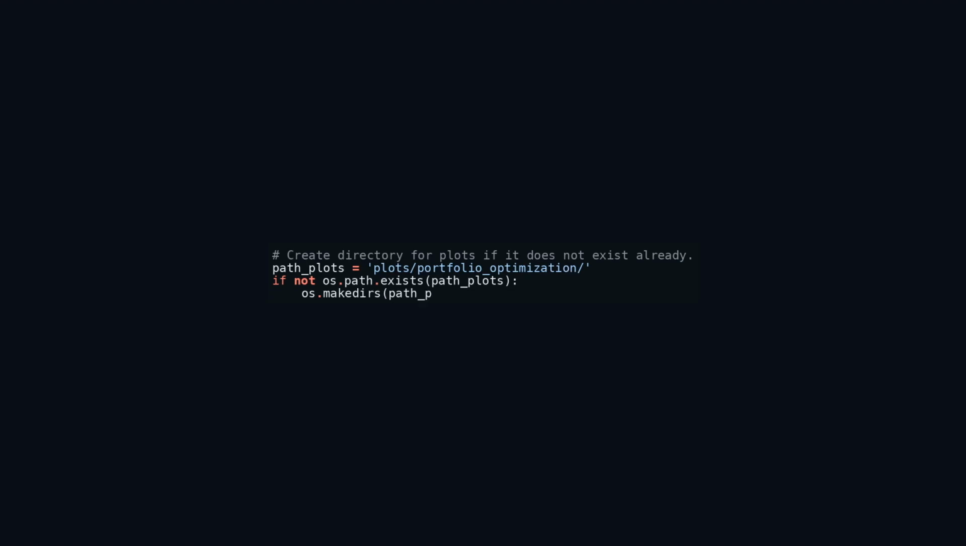This code snippet ensures that a directory for storing plots related to portfolio optimization exists. It checks if the specified directory path plus portfolio optimization is already present using the os.path.exists function. If the directory does not exist, it creates it using os.makedirs. This step is crucial because it is necessary to confirm that the directory where files will be saved is available. By creating the directory if it doesn't exist, this code prepares the required structure for storing the plots generated during the portfolio optimization process and ensures that no errors occur due to missing directories when attempting to save the plots.